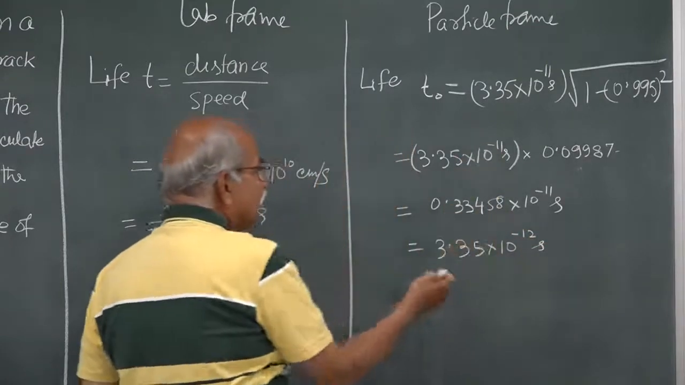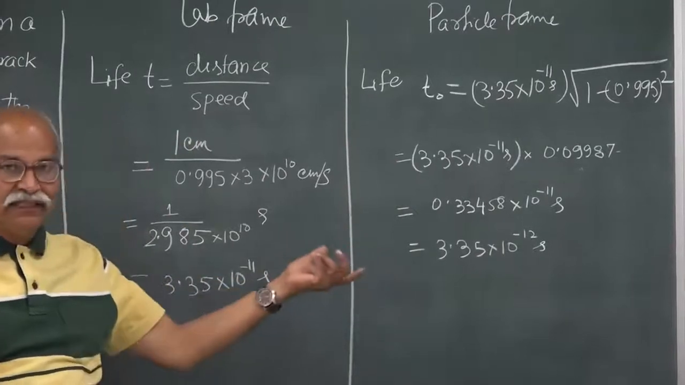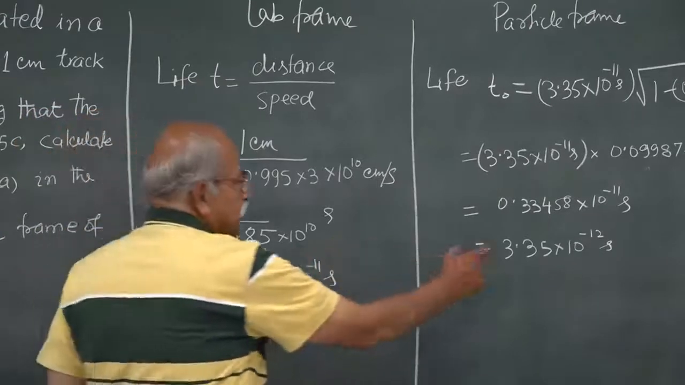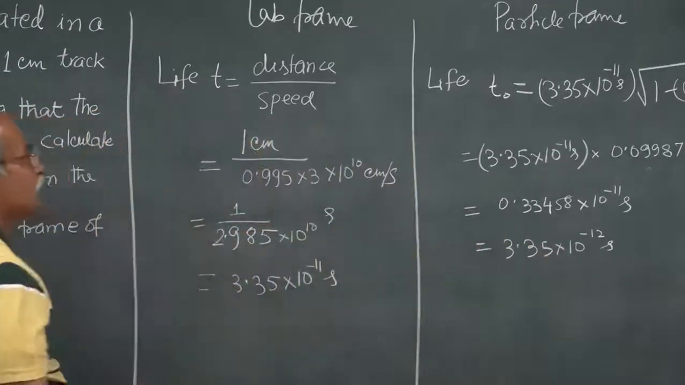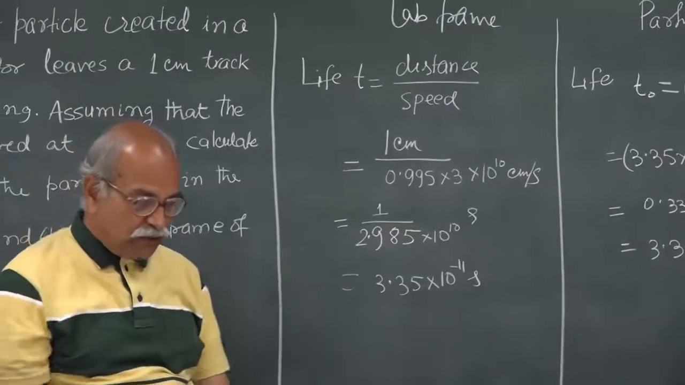So, almost a factor of 10. If you see here and you see here, it is a factor of 10. So, 10 times smaller. This proper time interval is 10 times smaller than this. Okay. So, let us go for the next question.